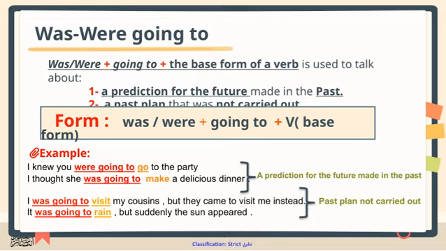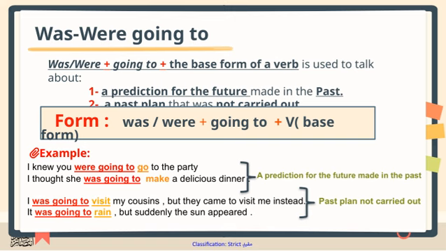Another example is, "It was going to rain, but suddenly the sun appeared." This shows a prediction that, based on the weather, it was expected to rain, but the weather changed unexpectedly. The key grammatical structure here is was/were plus going to plus the base form of a verb.